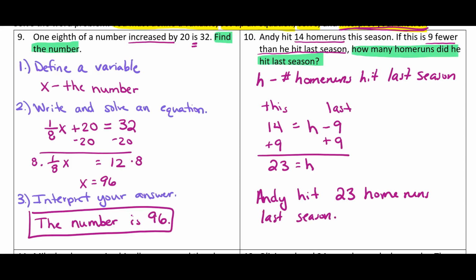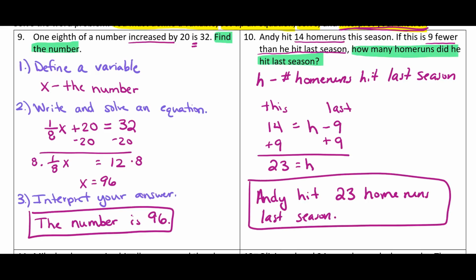Now we do need to check for the reasonableness of this answer. If he hit 14 this season, we know 14 should be less, so our number for last season should be bigger than 14. And 23 is bigger than 14. So this is a logical answer, and it's 9 bigger, so we know our answer is most likely on the right track. Always go back and make sure it makes sense.